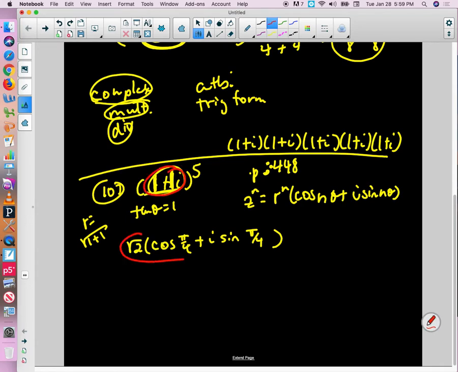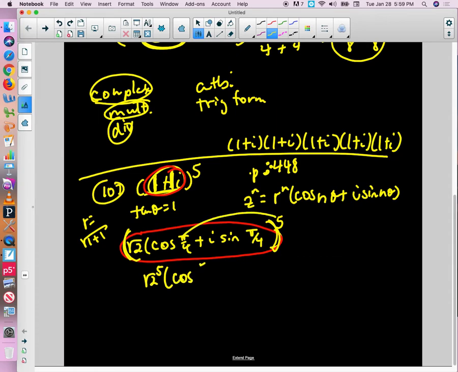And I'm going to raise all of this, using the theorem, to the 5th power. So all of this is going to the 5th power. So I'm going to say square root of 2 to the 5th power times the cosine, and then you just multiply this, and you get 5 pi over 4 plus i sine of 5 pi over 4. That's it. To raise it to a power, instead of all this multiplication, you just use his theorem.